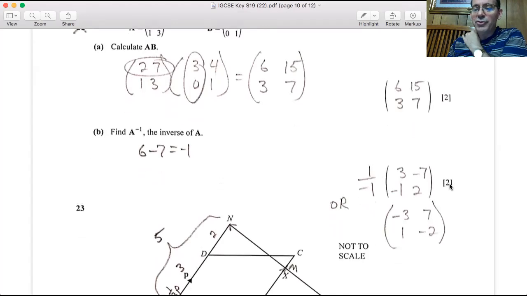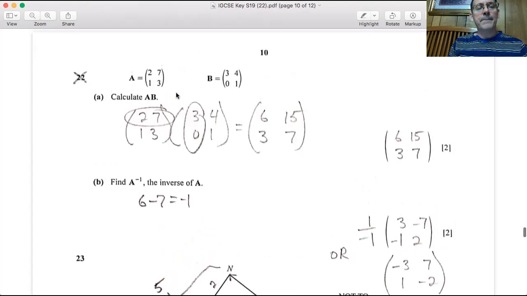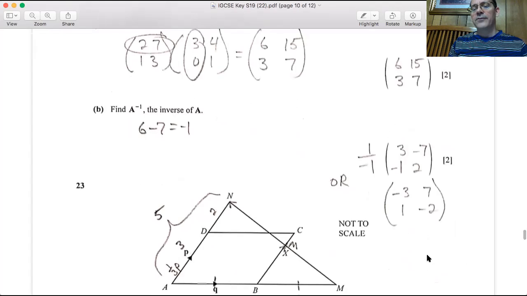Usually Cambridge gives you 2 points and they look at 1 point for the outside and 1 for the inside. But if you combined it, if you multiplied the scalar through, that's okay as well. Then with the matrix itself in the inverse, the 2 and the 3, this diagonal going down, they switch positions, so it's now 3, 2, and the other diagonal is negated. You just change the signs. So negative 1 and negative 7. Now, if you wanted to simplify this as a negative 1 and distribute it through, you could. You get negative 3, 7, 1, negative 2, doesn't matter.